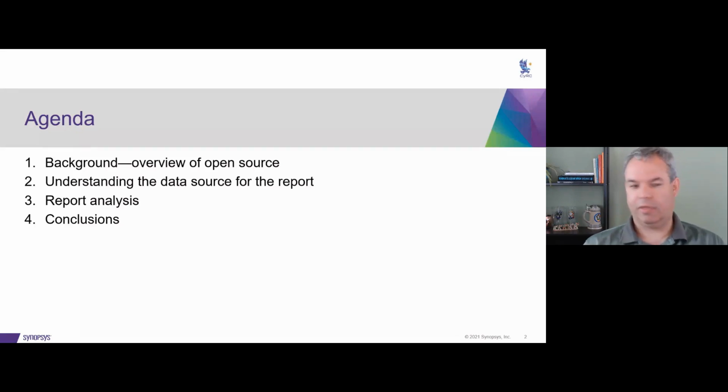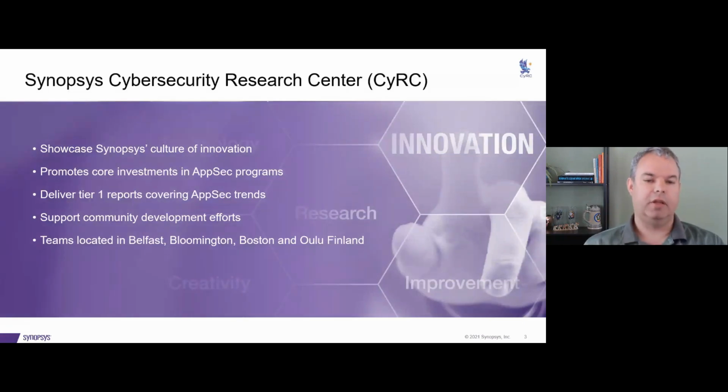With that as our background, we'll start out with a little bit of a view into Synopsys and our Cybersecurity Research Center. Synopsys as a company has been around for about 35 years or so. We're in the software integrity or cybersecurity part of the company. A few years ago, we created a research center whose goal is to promote the innovation that we do, but also to perform some hard research based on the trends that we're seeing within our customer base. This OSSRA report is part of that effort. Our core teams are located globally. We've got teams in Belfast and Boston and Oulu, Finland and Bloomington and a few other places with fewer folks supporting it. But those are some of our bigger locations within the research center.